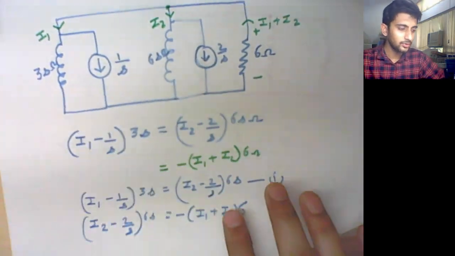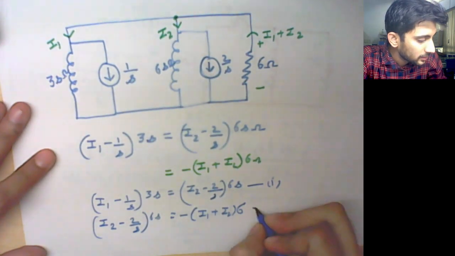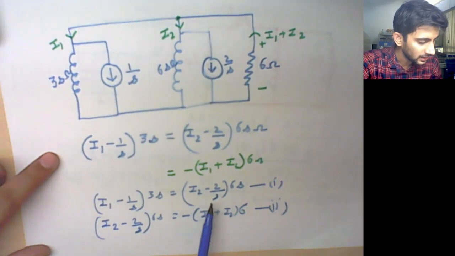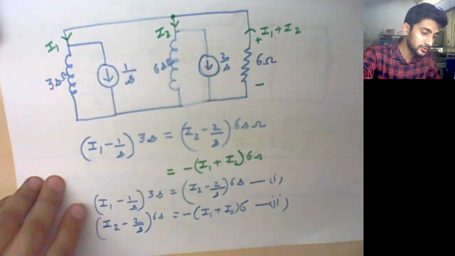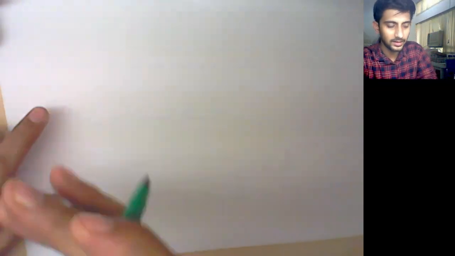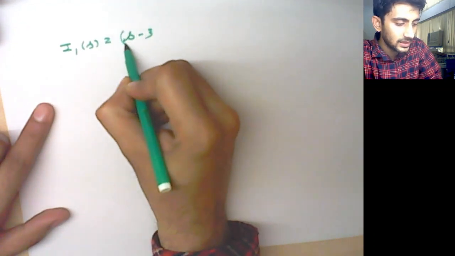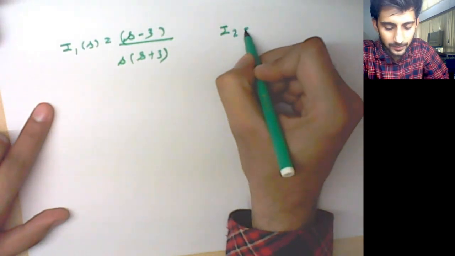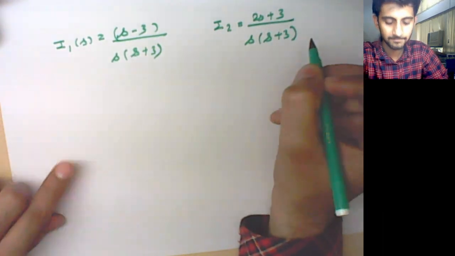And then what you would have to do is solve for I1 and I2. So you have two equations, equation 1 and equation 2, and using these two equations, you have to solve for I1 and I2. You can take I2 one side, I1 another side, and then you just have to solve for it. This I can leave as a small homework for you. You will get I1 coming out to be (S − 3)/(S + 3), and I2 coming out to be (2S + 3)/(S + 3).